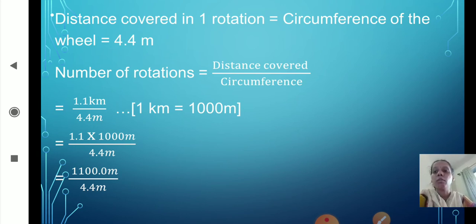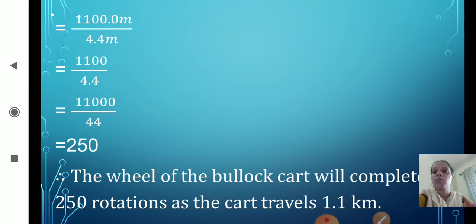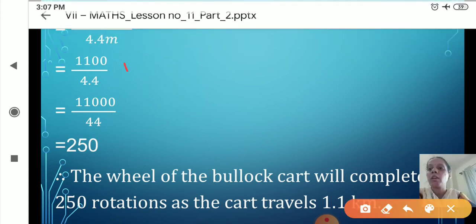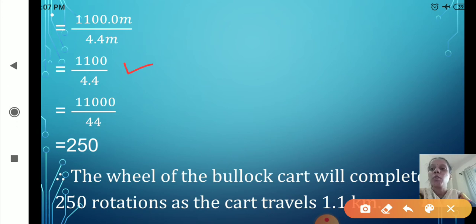Now both the quantities, distance covered and circumference, are in meter, so we can do the division. The next step is 1100 meter upon 4.4 meter, right? As you can see, 1100 meter upon 4.4 meter.